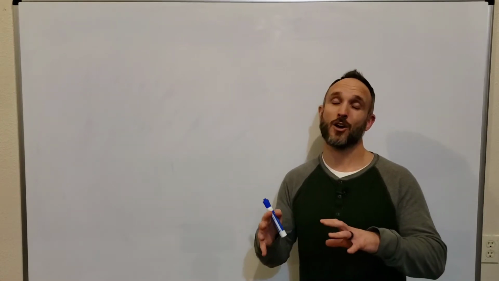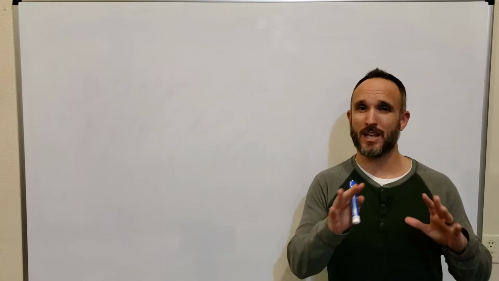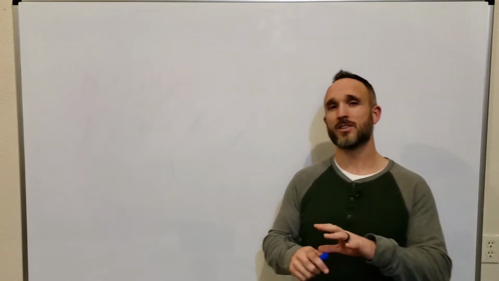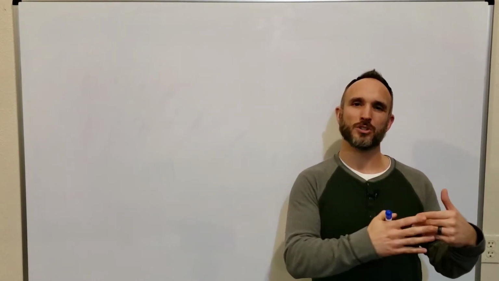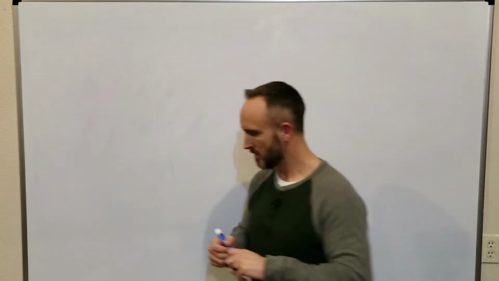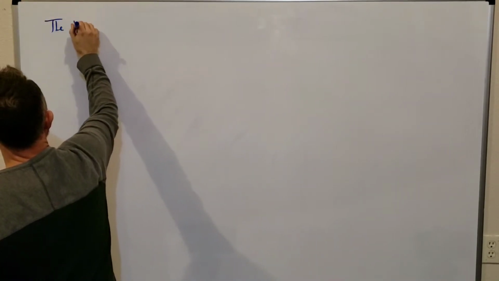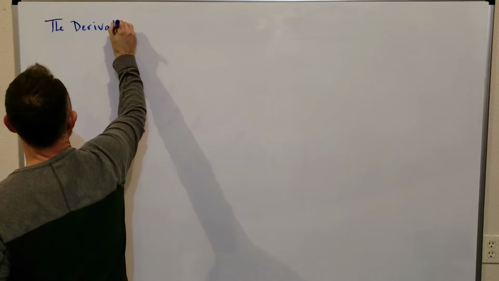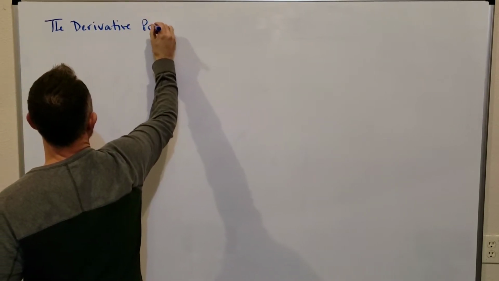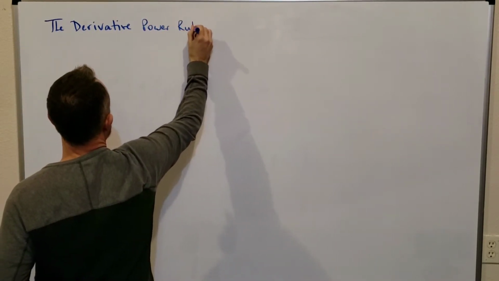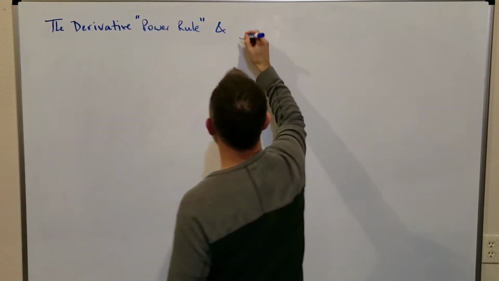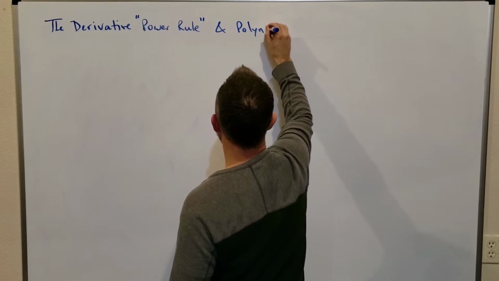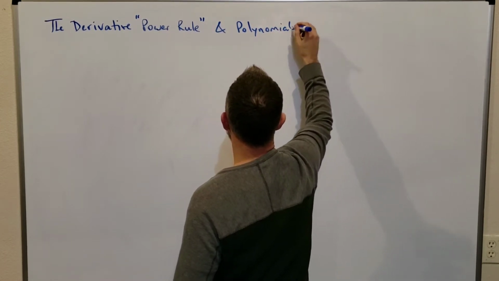We're going to now look at our first shortcut for doing derivatives without using limits. I'll support why it works using limits, but then after that we just need to know the rule so we can do derivatives more quickly. So in this video, we're going to look at the derivative power rule, and how it applies to polynomials.